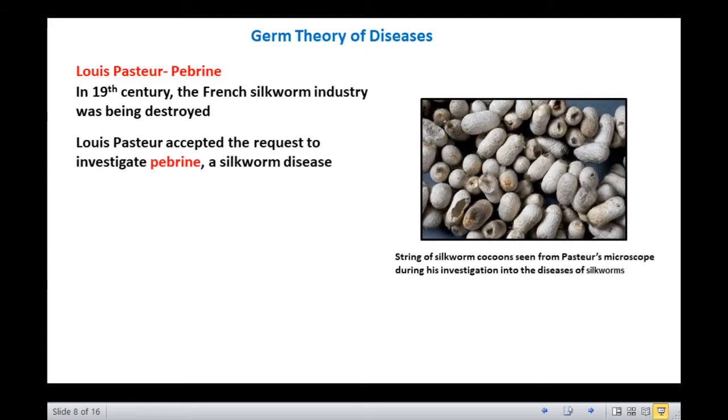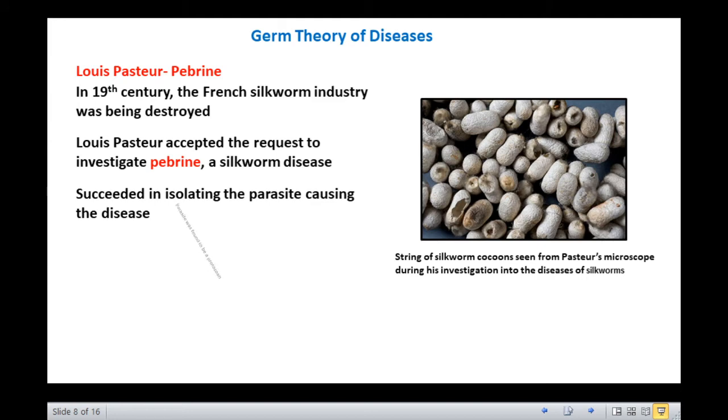Moving ahead, in the middle of the 19th century, the French silkworm industry was being destroyed by infectious diseases which were killing a great number of silkworms. In 1865, Louis Pasteur accepted the request of the French government to investigate pebrine, a silkworm disease, though he knew nothing about silkworms. For several years, Pasteur struggled but eventually succeeded in isolating the parasite causing the disease.